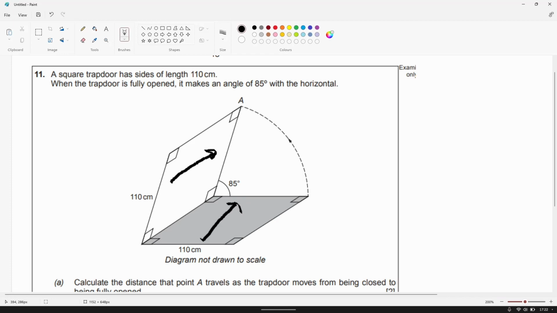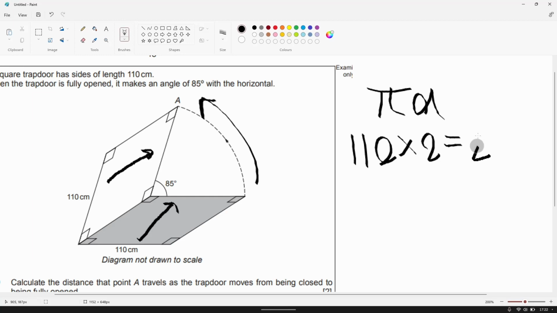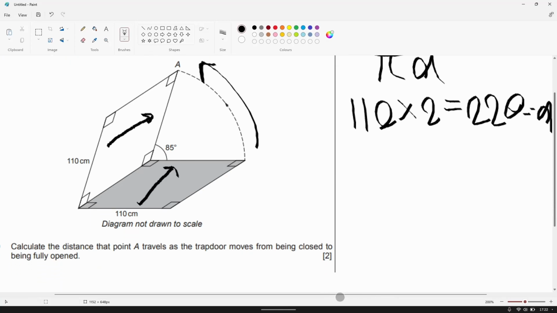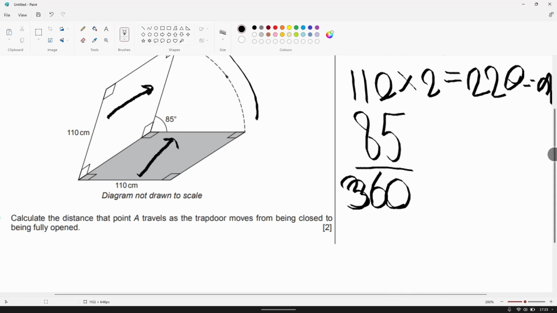So we've got the radius already of this. But we need to find out the area or the perimeter as well. We're looking for the perimeter here. So we know what the perimeter of a circle is already. It's pi d, right? So we'll have to times 110 by 2. 110 times 2 is 220. So that's our d. But we've got a sector here, or an arc. So we'll have to take 85 and put that over 360. That gives us a fraction of the entire circle, which we can then times the perimeter by.